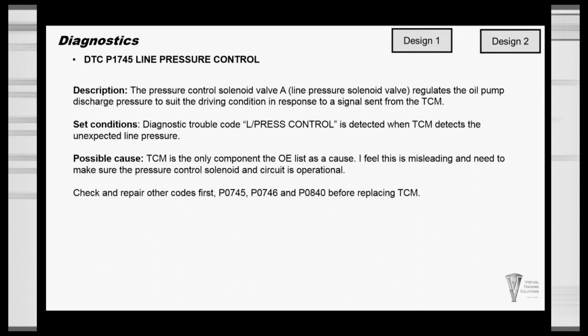1745, line pressure control. This is pressure control solenoid valve A, where again we're regulating pump pressure. TCM is commanding the amperage through the solenoid to control line pressure. So set conditions: low pressure control is detected when TCM detects the unexpected line pressure.